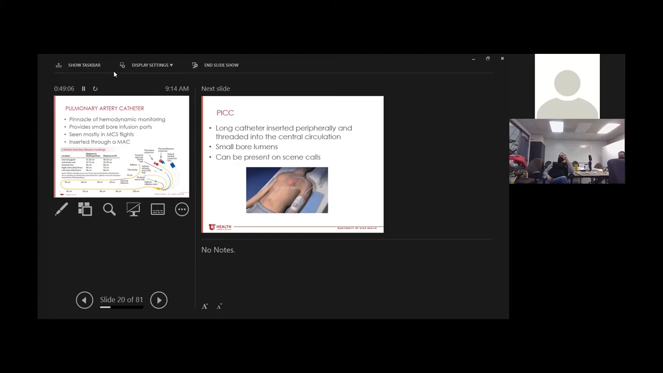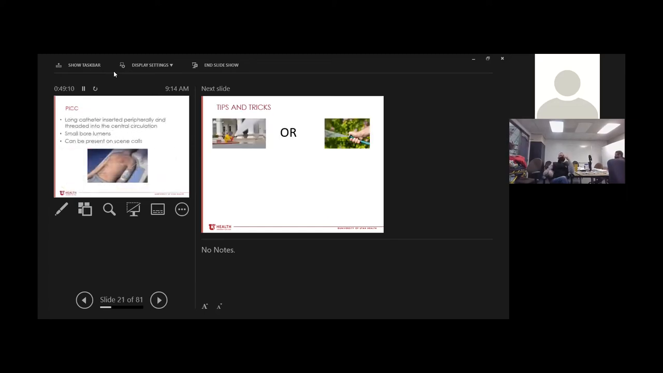We're actually living in the ICU. They lent me a bunch of stuff for this. PICCs that you're probably familiar with, peripherally inserted central catheters. Things to remember about that: one, they are really long, really skinny.